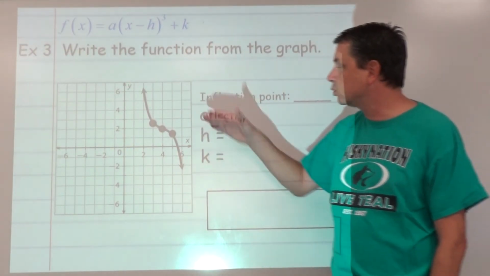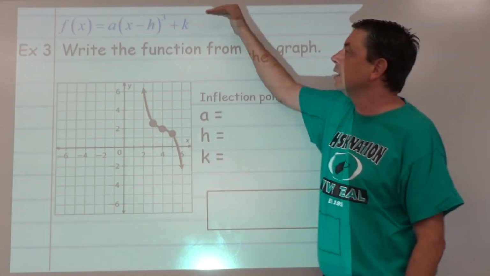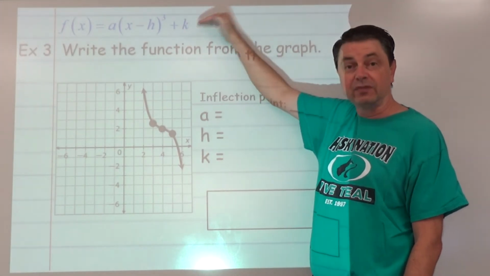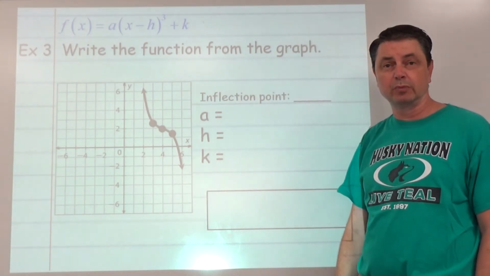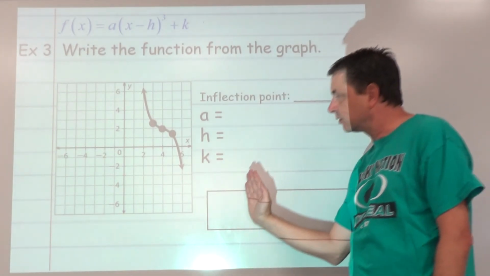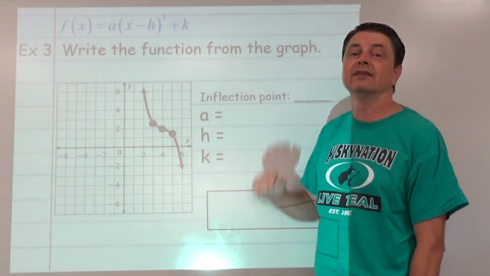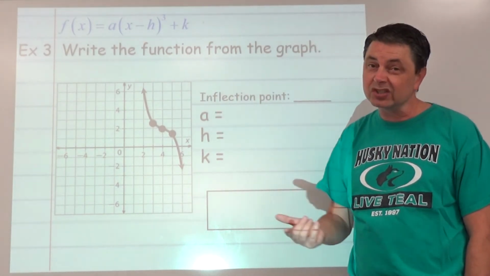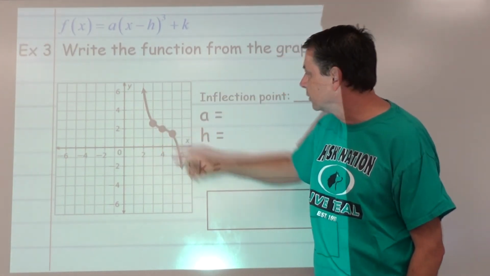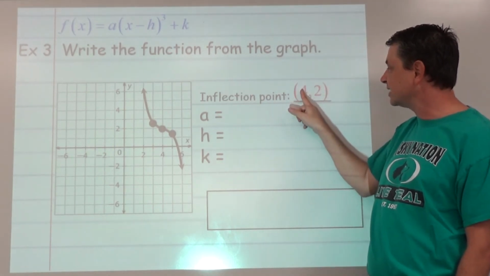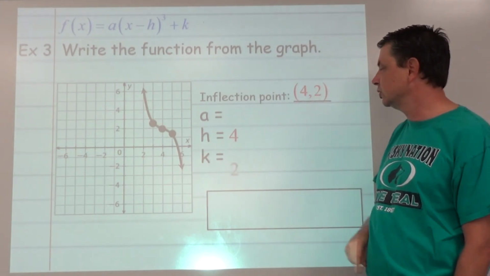Last thing we're going to look at is what if we have an existing graph of a cubic function and we need to come back to writing that function. Let's start with the inflection point. Where are we changing from bending this way, concave down, to bending concave up? Essentially, what's our center point? The center point's right there, 4, 2. That gives us h and k. H is 4, k is 2.